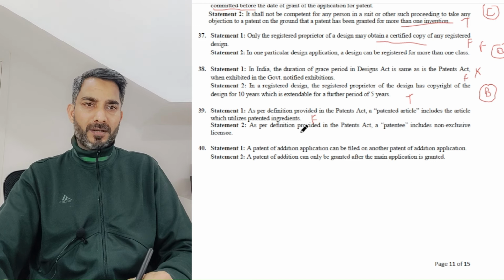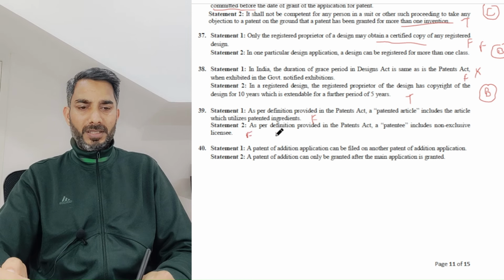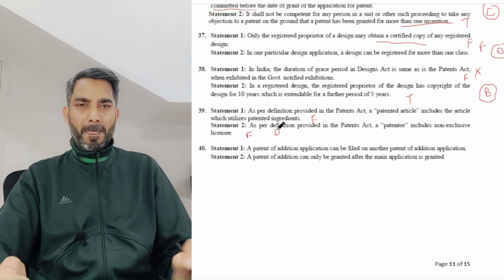As per the definition provided in the Patent Act, a patentee includes a non-exclusive licensee. Non-exclusive licensee? No, patentee is patentee. Others have rights for it. Non-exclusive licensee? No. This is also false. So 39 will be D again.